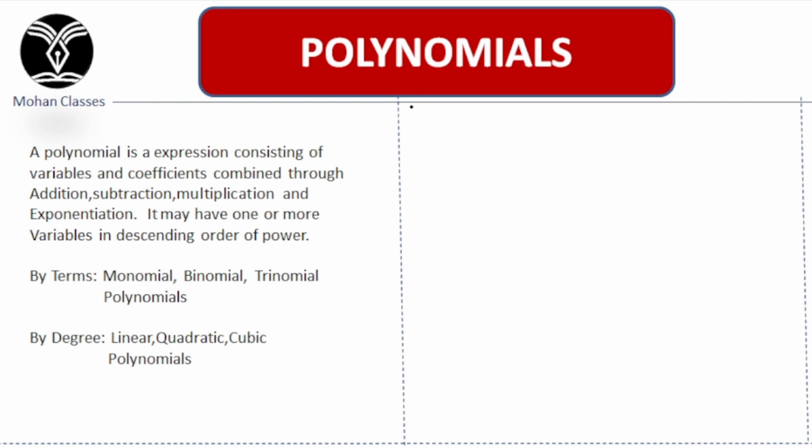If the polynomial has a single term, we call it a monomial. If it has two terms, like x square minus x, we call it a binomial. If it has three terms, we call it a trinomial. If it has more than three terms, we call it a polynomial, right?